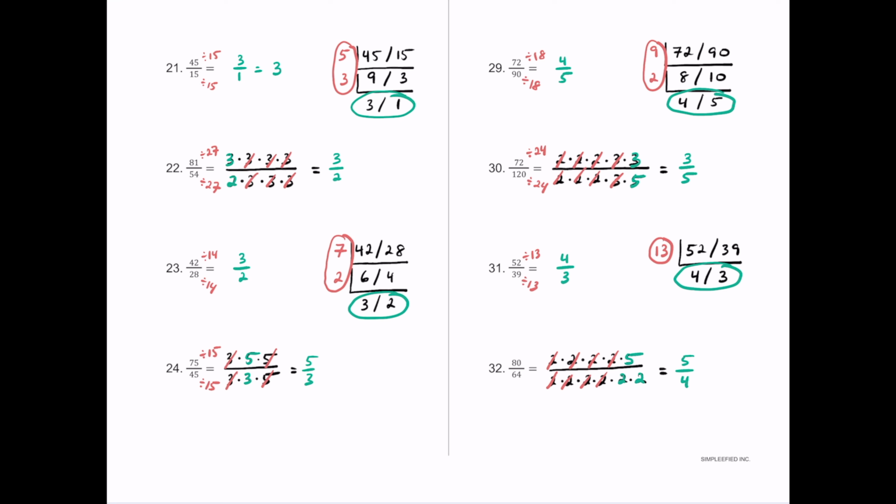Now what did we cross out? We crossed out 4 2s, so 2 times 2 is 4, times 2 is 8, times 2 is 16. So we divided top and bottom by 16 as our GCF to get our simplified fraction of 5/4.